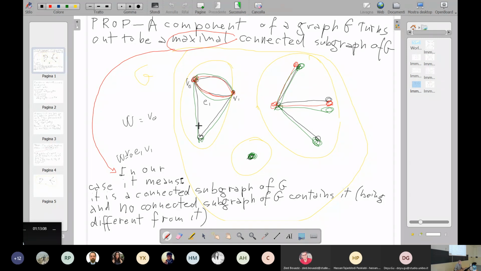This green one is a connected subgraph. No connected subgraph of G contains it properly, and so this also is a component. And even this subgraph, given by just this vertex and no edges, is a component by itself. Why? Is it a connected subgraph? Trivially, yes. Is there a connected subgraph of G which contains it properly? No. So it is a maximal connected subgraph of G, and it is a component itself.